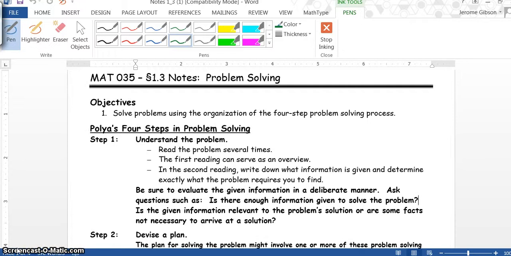Hello class, we're about to start section 1.3, problem solving. Our objectives: solve problems using the organization of the four-step problem solving process. Polly has 4 steps in problem solving.